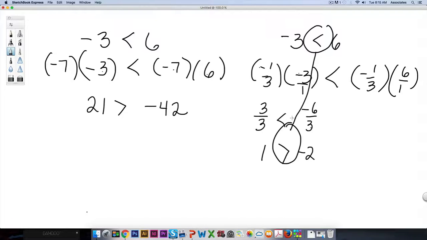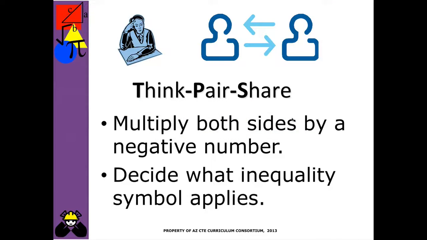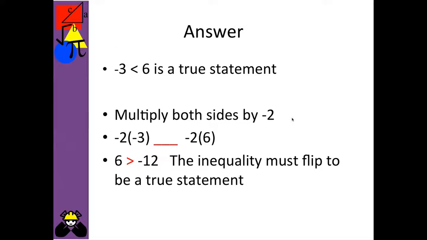And that's your first rule. So if you multiply an inequality by a negative, it's going to flip the inequality. All right, so add that example to your notes if you don't have one already. I'm going to clear this, and let's go back to our PowerPoint. All right, so here I multiplied both sides by -2. -2 times -3 is 6. -2 times 6 is -12. Notice it has to flip over to make a true statement. So the less than became greater than. Maybe that's the numbers you picked.